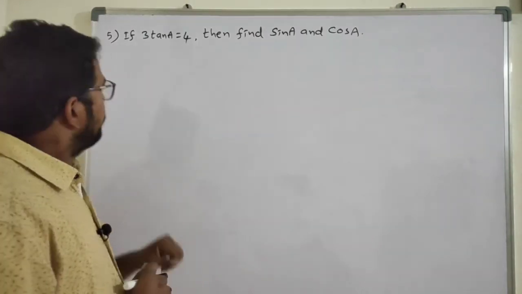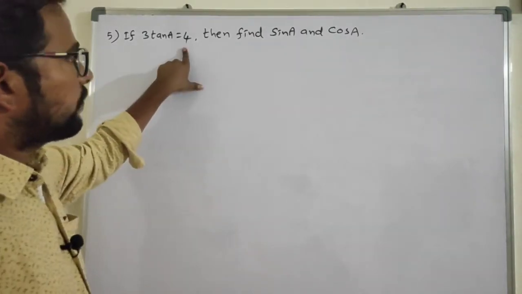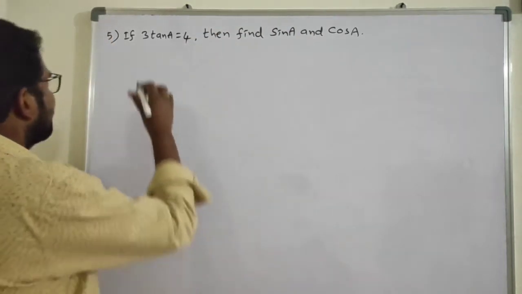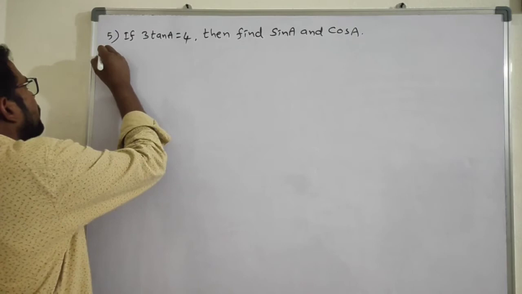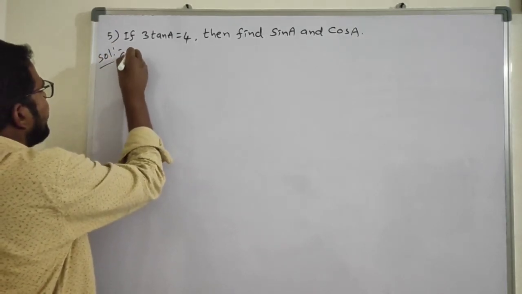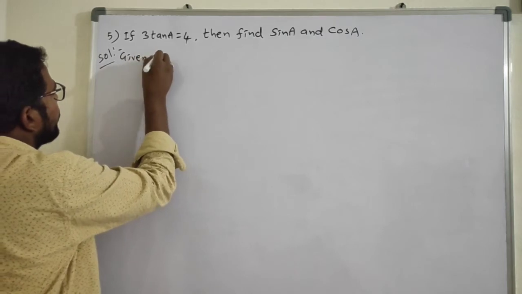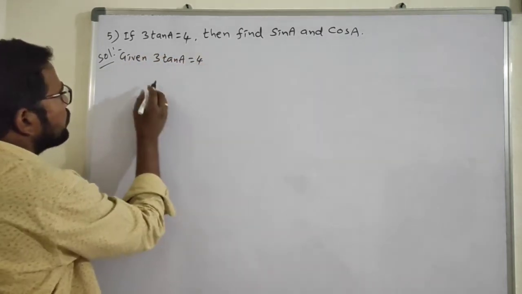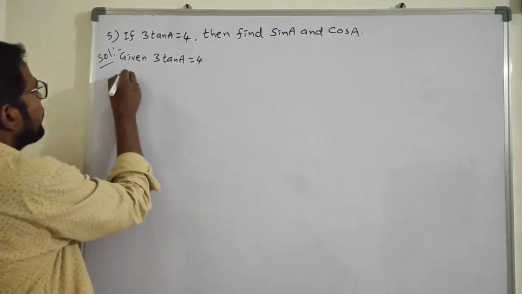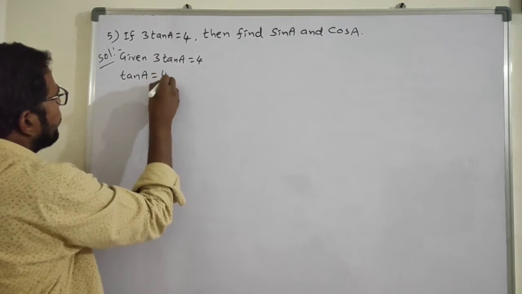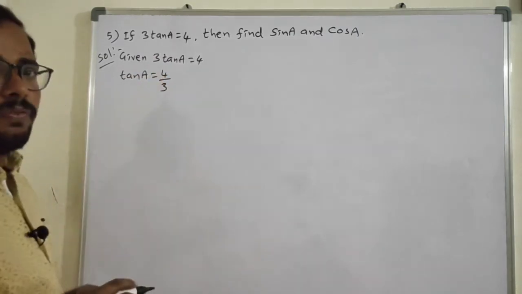Now the fifth question. If 3 tan A is equal to 4, then find sin A and cos A. So what is the given ratio? Tan. Given 3 tan A is equal to 4, so dividing by 3, tan A is equal to 4 by 3.